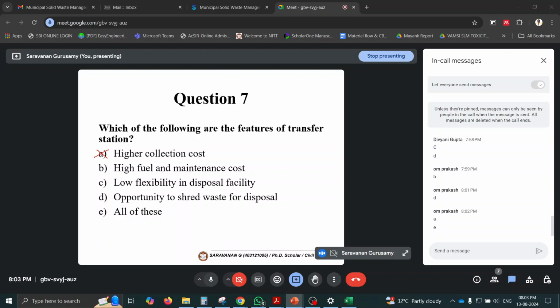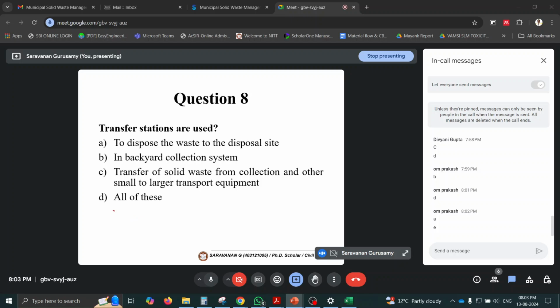A transfer station will not increase the collection cost. It will only reduce it. To reduce the collection cost only we are constructing transfer stations. So it won't increase the fuel cost. And there is flexibility for disposal options. As I mentioned, some may go to MRF, some may go to compost plant, some may go to landfills. So there is flexibility to find the disposal option. There is no low flexibility, it's high flexibility. And then the opportunity to shred the waste, that is correct. So the answer is D. We can shred the waste in the transfer station and we can also bale, in the sense compact and bale, the waste.